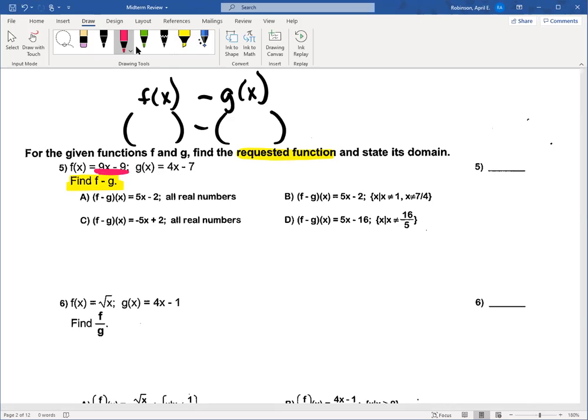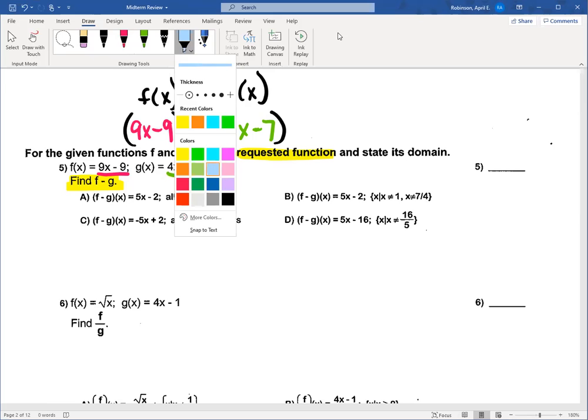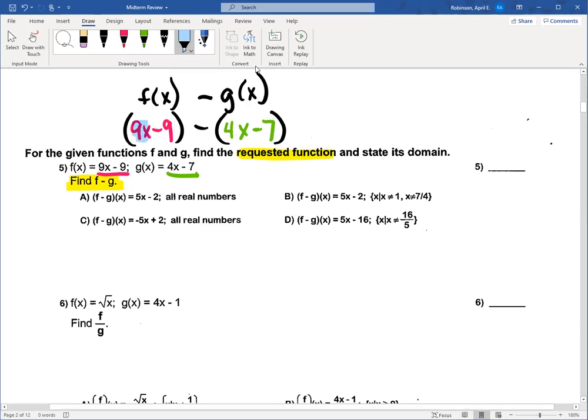f of x is this 9x minus 9. That's what goes here. And g of x is 4x minus 7. And I have to subtract. So you can either distribute or you can do it mentally. I like to sometimes do this mentally. So I'm like, okay, I'm going to take this 9x minus this 4x. 9x minus 4x is going to give me a 5x.